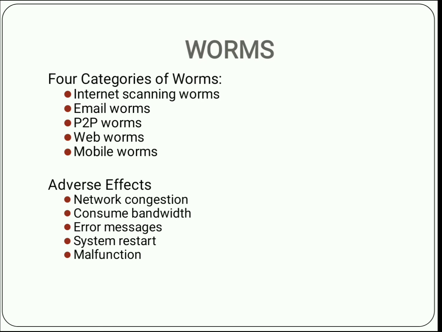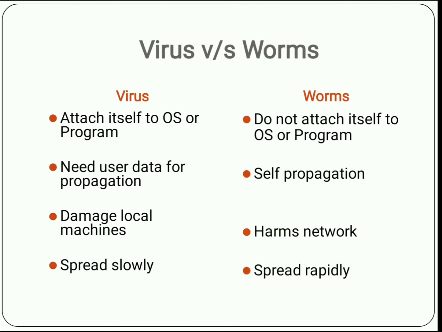And what are the adverse effects of worms? Adverse effects of worms include network congestion. It may result in congestion in the traffic of the network. Then consumption of bandwidth. Yes, worms consume a high amount of bandwidth. Then it can produce a number of error messages. It can result in system restart, malfunctioning, etc. All these are adverse effects of worms.